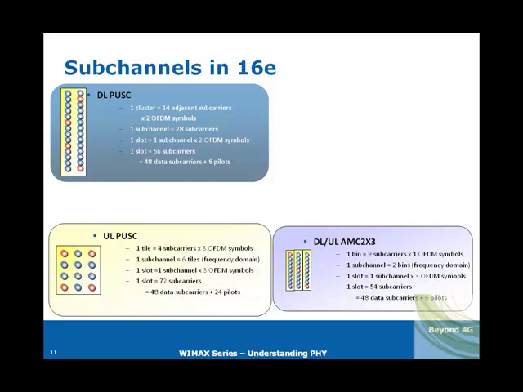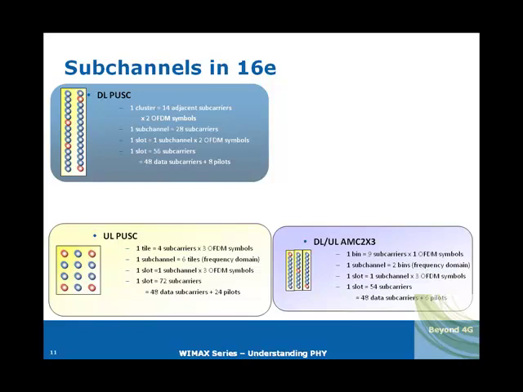Now we will touch base on the subchannels concept in 16e. Let's understand. There are three types of subchannel permutations which have been talked about, and there are many more, but they are the most common ones. One of them is called partial usage of subchannels, abbreviated as PUSC, and we have PUSC supported in both downlink and uplink. We also have adjacent subcarrier allocation, which is called AMC or band AMC, and this is also supported in both downlink and uplink.